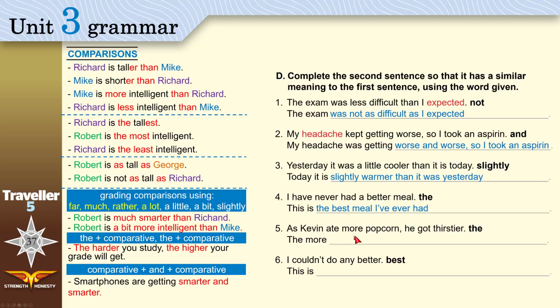As Kevin ate more popcorn, he got thirstier. Thirstier means he needed water. This is the result of this. You eat popcorn more, you get thirstier. So the more popcorn Kevin ate, the thirstier he got. Okay, again. The more popcorn Kevin ate, the thirstier he got. 6. I couldn't do any better. Use best. This is the best I could do.